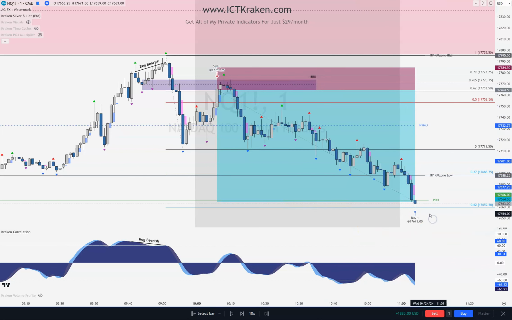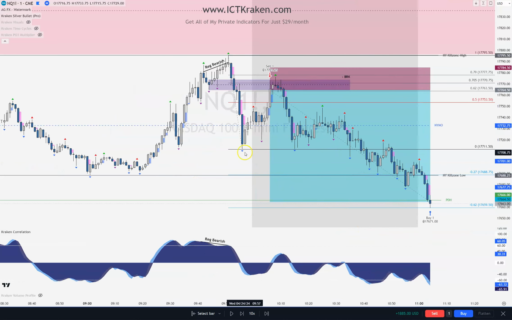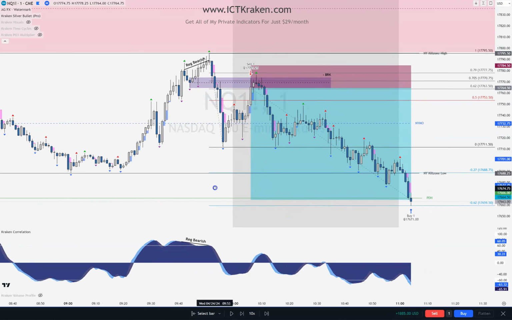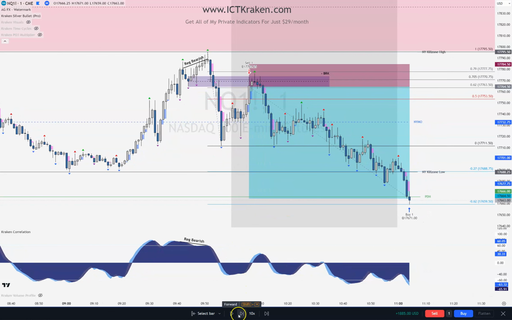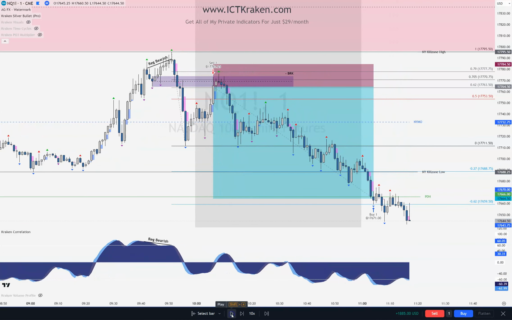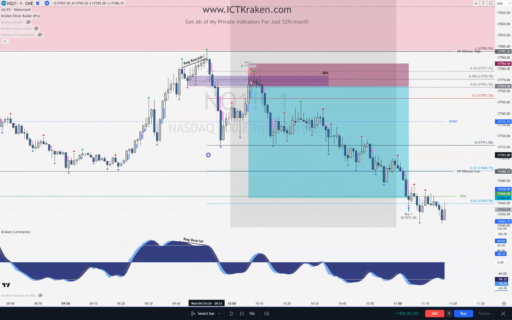So, all right, that is your silver bullet trade. It took almost an hour. Let's see, 10:06 to 11:04. So 58 minutes. It's just a slow burn right there. Okay, down to previous day low. Let's just let this play out a little bit. Okay. All right.